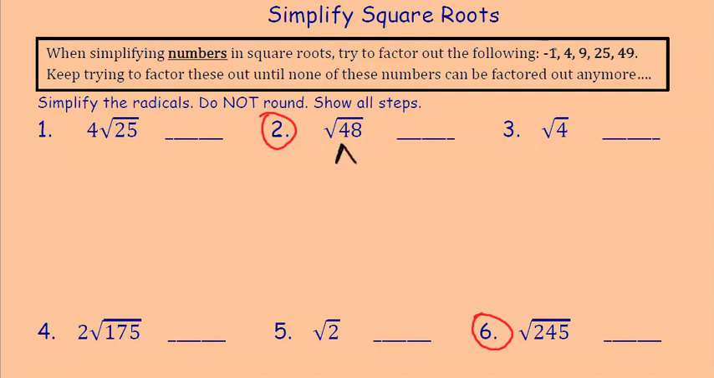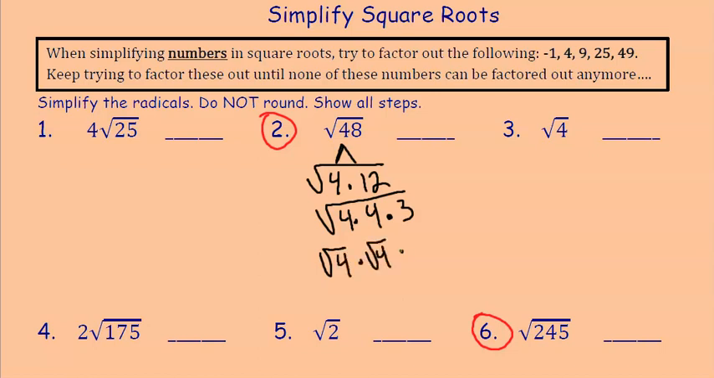There's no negative, so we can skip that one, but we can take out a 4. 48 divided by 4 is 12. 12 divided by 4 is also an integer. It's 3. So then we have the square root of 4 times the square root of 4 times the square root of 3. So 2 times 2 times the square root of 3. So our simplified expression is 4 square root 3.